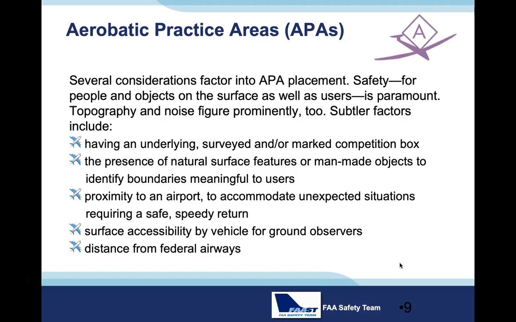Several considerations factor into APA placement. Safety for people and objects on the surface, as well as users, is paramount. Topography and noise figure prominently too. Subtler factors include having an underlying surveyed and/or marked competition box, the presence of natural surface features or man-made objects to identify boundaries meaningful to users, proximity to an airport to accommodate unexpected situations requiring a safe, speedy return, surface accessibility by vehicle for ground observers, and distance from federal airways.